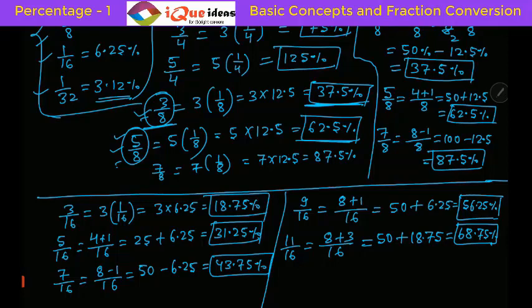Right? Let's take one more. If it is 13 by 16, what will you do? Look at this 13 carefully. It is either 16 minus 3 or it is 8 plus 4 plus 1 by 16. Now 8 by 16 is 1 by 2, 50%. 4 by 16 is 1 by 4, 25%. And 1 by 16 is 6.25. So this total becomes 50 plus 25, 75 plus 6.25, 81.25%. Okay. Now let's take up the next family, that is the family of 5.